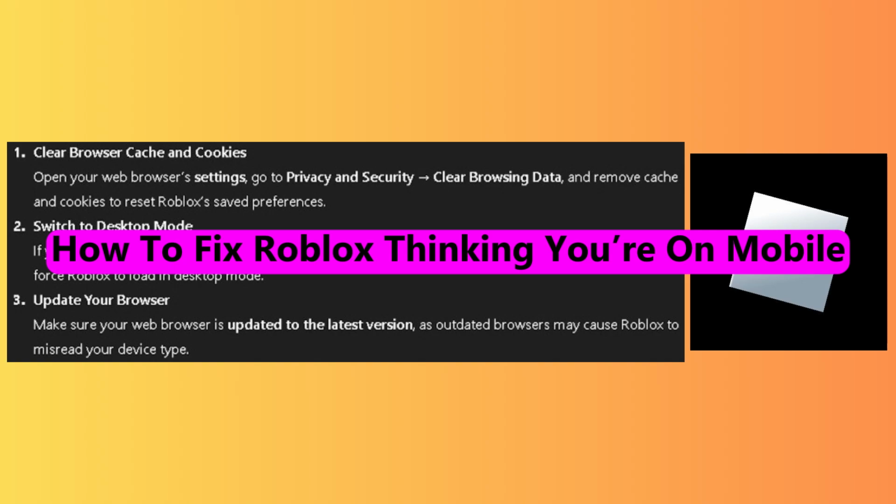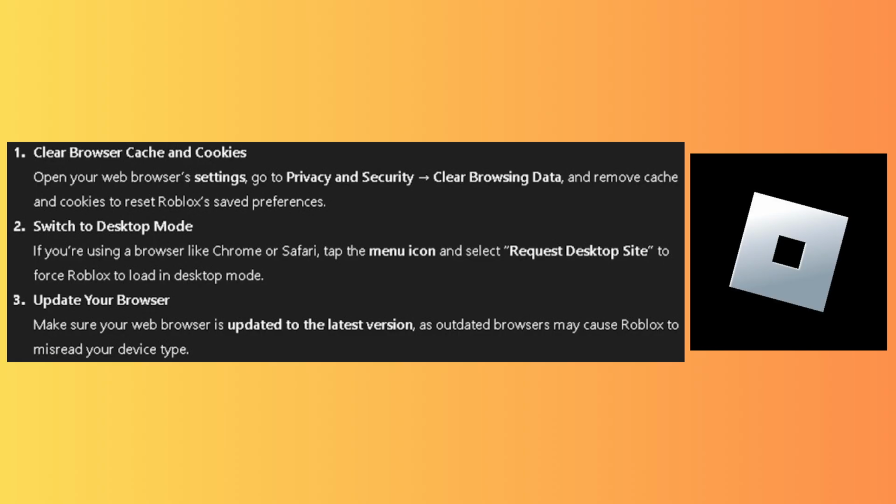In this video you will learn how to fix Roblox thinking you're on mobile. Clear browser cache and cookies. Open the web browser settings and go to privacy and security, then clear browsing data and remove cache and cookies to reset your Roblox saved preferences.